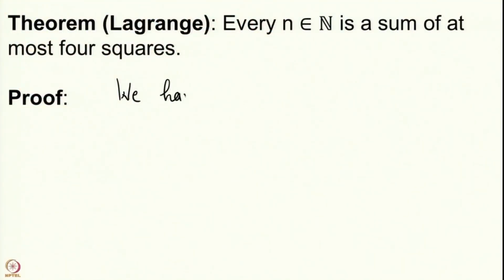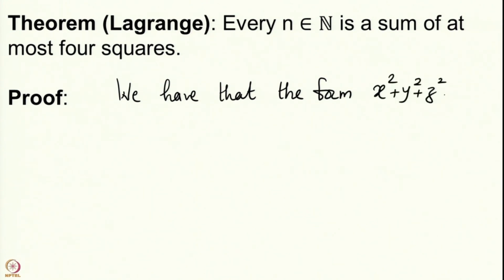Welcome back. We have almost proved Lagrange's theorem, which says that every natural number is a sum of at most 4 squares. We have the statement in front of you in this slide, and now we are really going to prove this result. So, we have that the form x square plus y square plus z square plus w square is multiplicative.